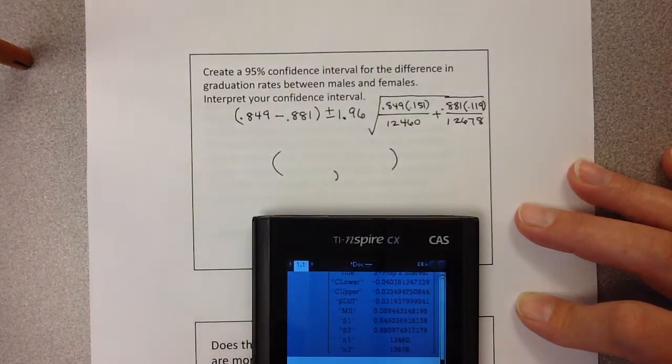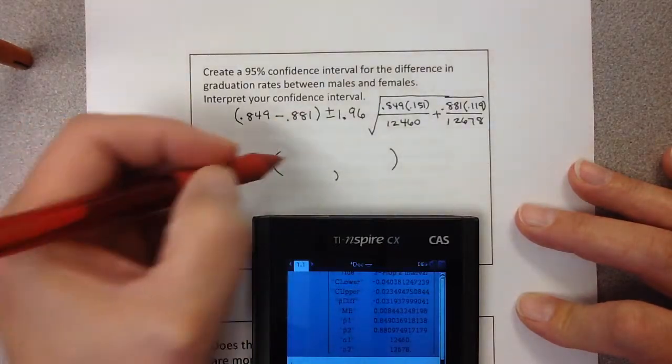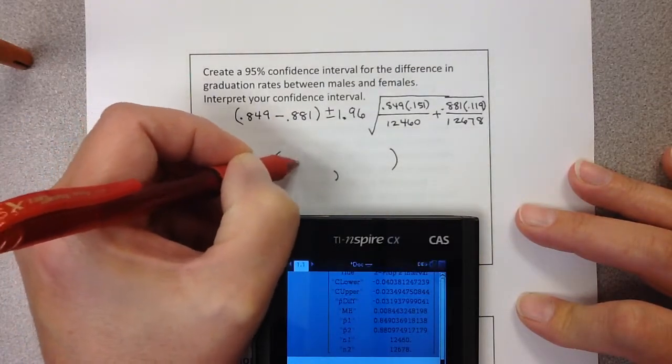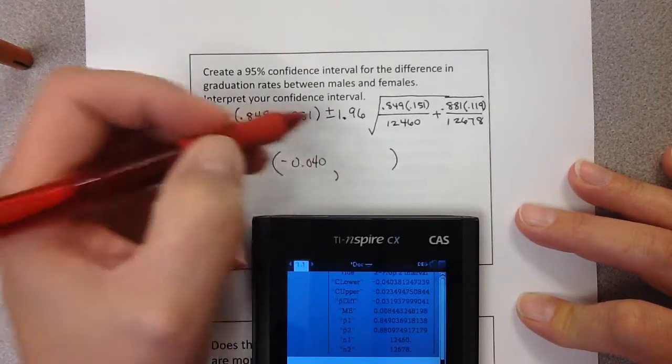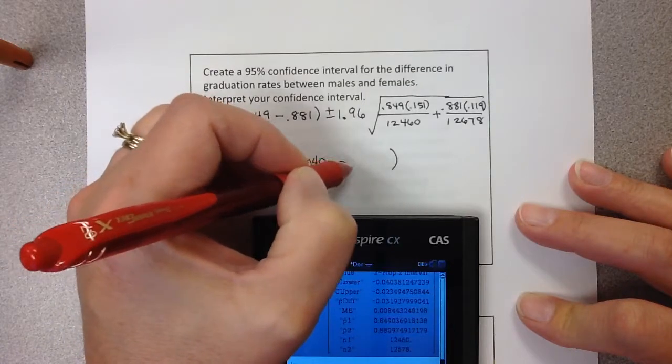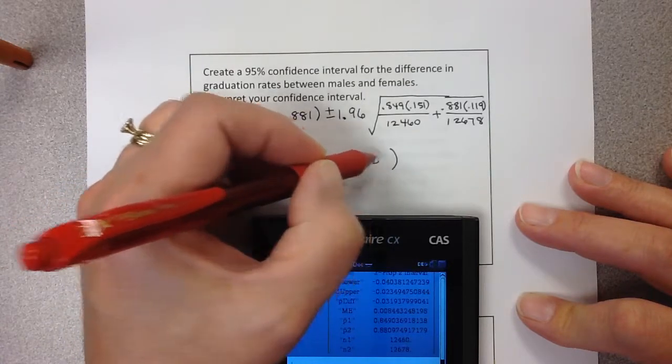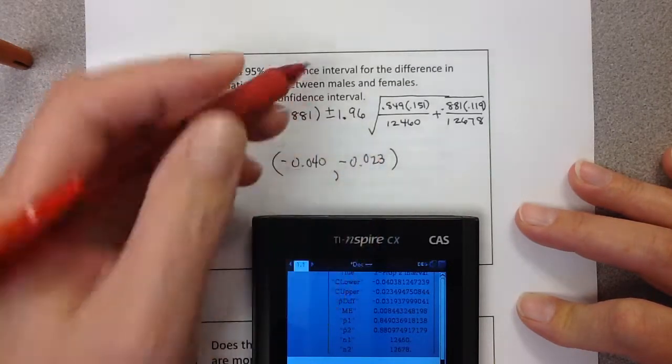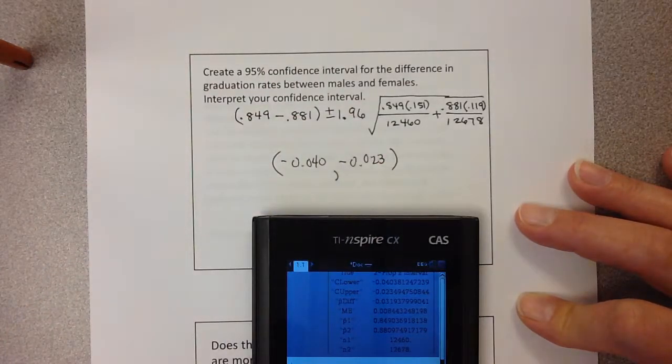Since females were bigger than males, we're getting negatives in our confidence interval. So lower bound's negative 0.040, upper bound is negative 0.023. Now we're ready to interpret.